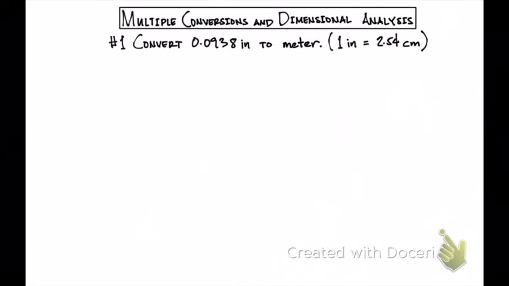So some conversions require several steps or multiple steps. Sometimes you're not given the exact numerical relationship between the two units, and so you can't convert from one unit to another unit in a single step. It would take you several steps. You would have to break it down into multiple different steps. So for example here, convert 0.0938 inch to meter. So what's given here is 1 inch is equivalent to 2.54 centimeters. So we don't have a direct numerical relationship between inches and meter.